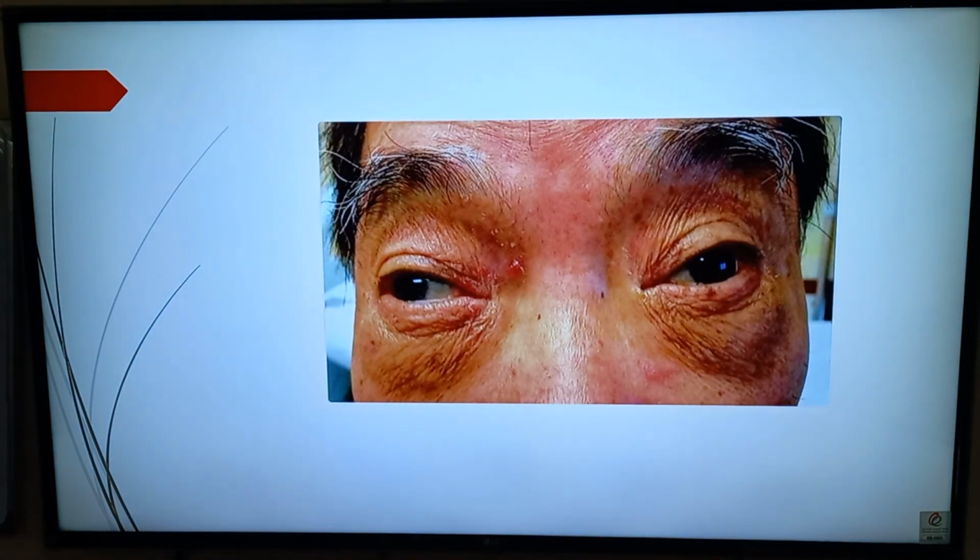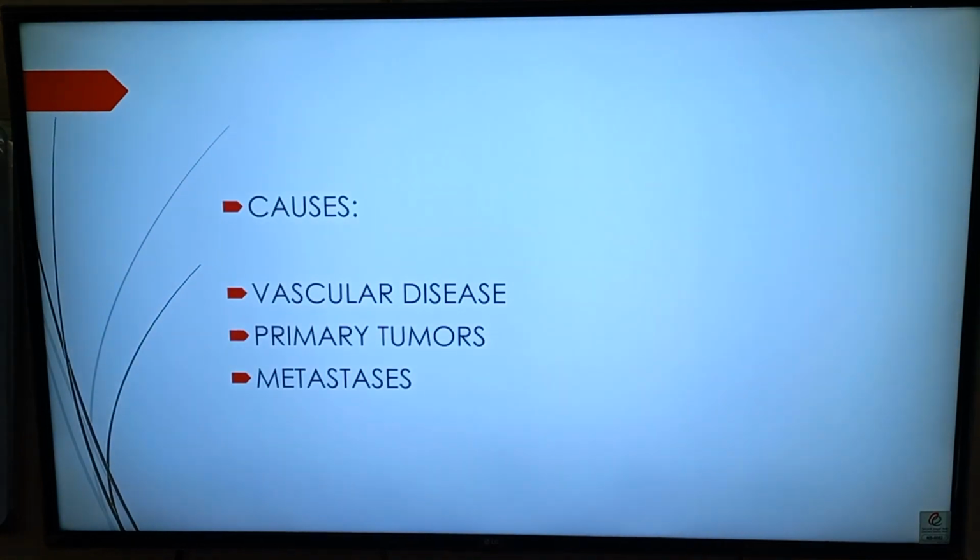This is a patient who has WEBINO, and we can see in primary position both eyes are in exotropia. The causes can be vascular, primary tumors or metastasis.